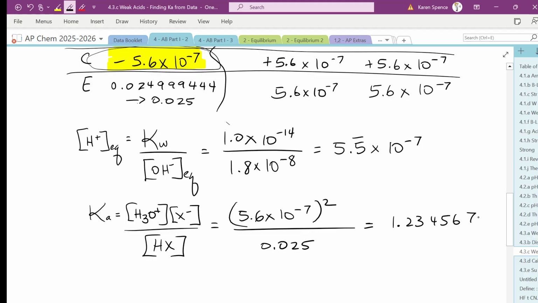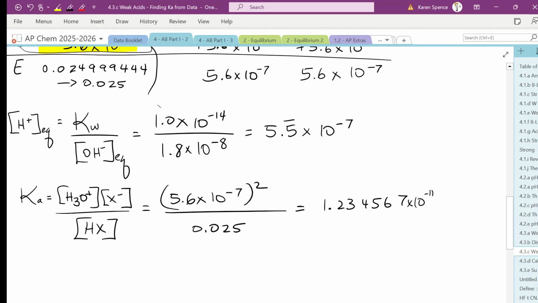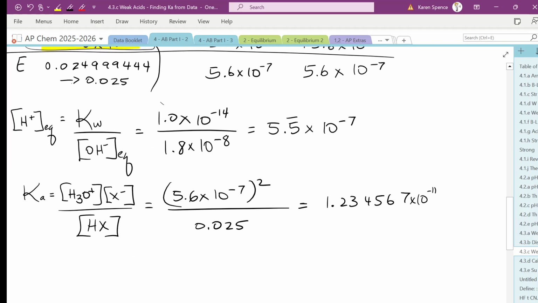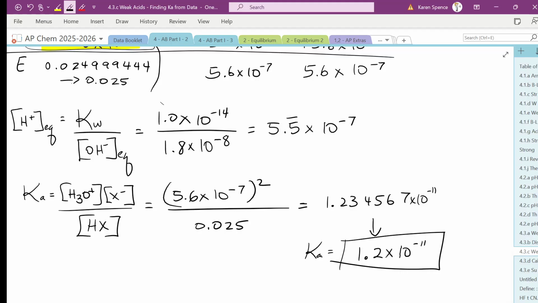Woo, that's a fun number. 1.23456, and then there's a 9 times 10 to the negative 11. But we're going to round that anyway, so. Did I get it right? Yeah? Cool.